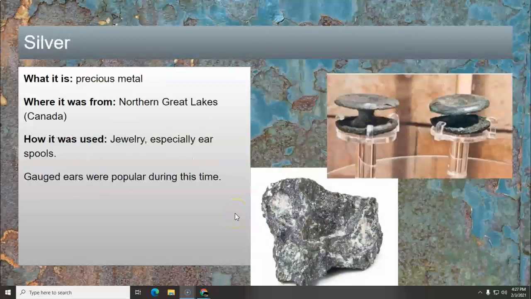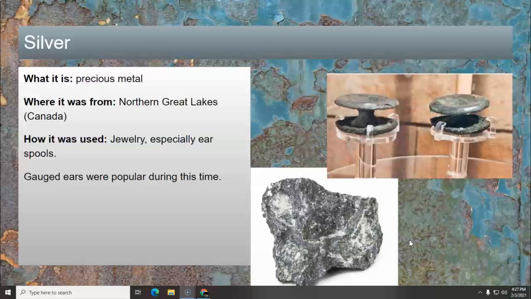Silver is a precious metal. They got it from the northern Great Lakes, Canada, up around the Niagara Falls area, New York area, what's now New York. It was used for jewelry, especially ear spools. There wasn't a lot of silver, and it was more difficult to work with than copper. You can see a silver nugget there below, and atop are the ear spools.